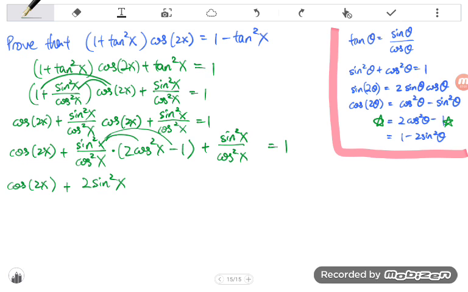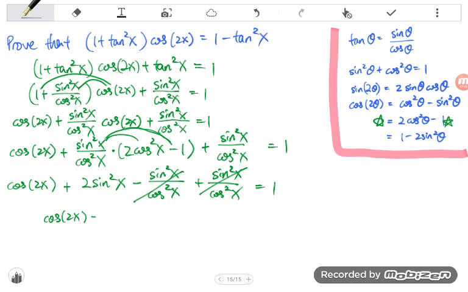Now the second part, I get minus sine square x over cos square x plus sine square x, that's just over cos square x, that has been there the whole time. And I'm not sure if you realize something. I can cut them out. Minus, plus, and I can just cancel them out. Beautiful, right? So I have cos 2x plus 2 sine square x is equal to 1.